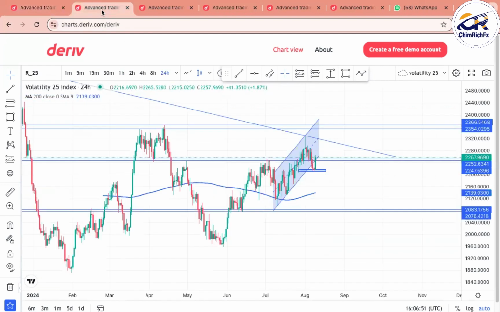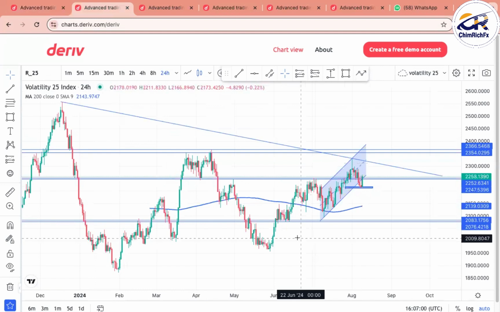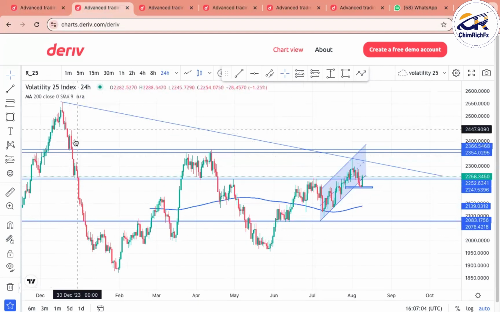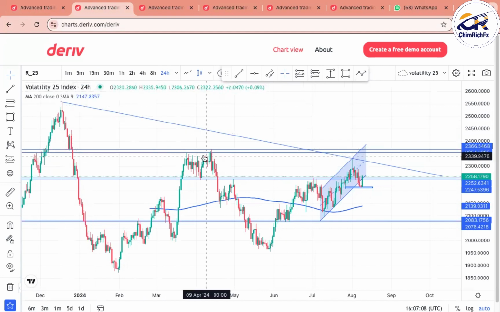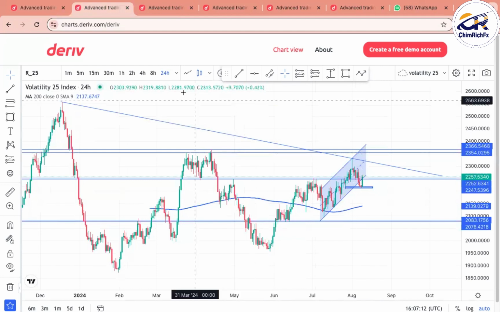Then let's move to the Volatility 25 index. From the higher time frame, we can see, this is a bit tricky. You can see that from the higher time frame, we are seeing a sell, because this is a high, this is another high, and this is another high. So it is signifying that the general trend is a sell.